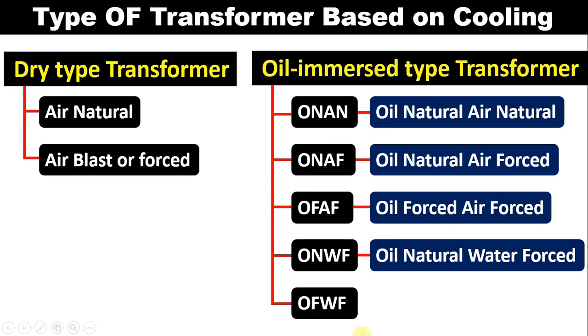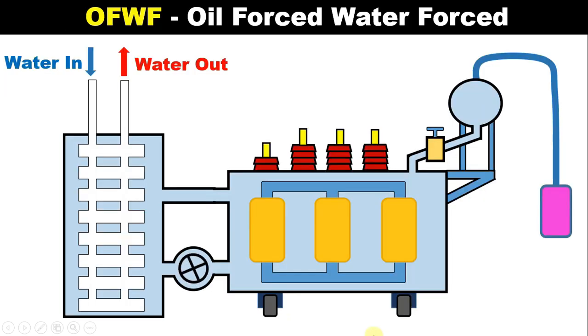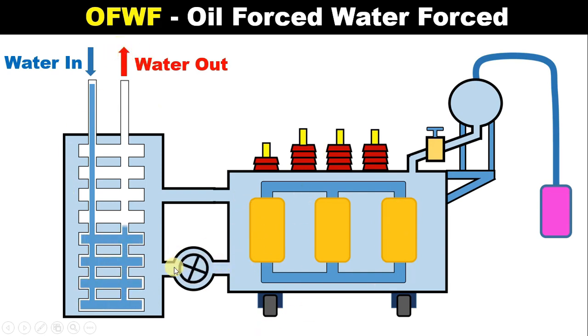So to cool down a transformer, if water is used, then it is known as oil natural water forced type of transformer. After this, the last type of transformer is OFWF. This means oil forced, water forced. I hope you understood that to circulate the oil of the transformer, we use a pump, and to cool down the oil, we use water. This water cools down the oil of the transformer, and to circulate this transformer oil, a motor is installed. So if in your transformer a pump is used and along with this a heat exchanger is used, then it is known as OFWF, that is oil forced water forced type of transformer.